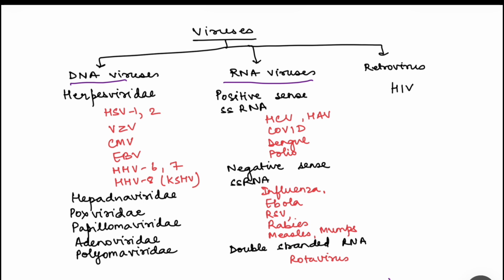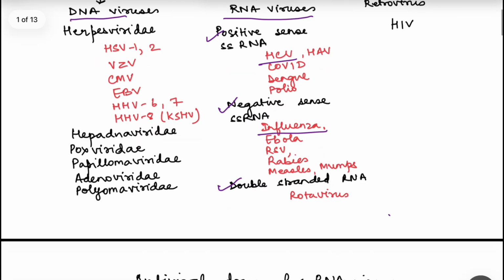So in RNA viruses, we have the positive sense single-stranded RNA viruses, negative sense single-stranded RNA viruses, and double-stranded RNA viruses. Now we will focus on hepatitis C virus and influenza virus because these are the viruses for which the drugs are available and in fact used. For other viruses as well, the drugs are being developed, but the efficacy has not been proven. So for influenza and hepatitis C virus, the drugs are established and that we are going to discuss in this video.